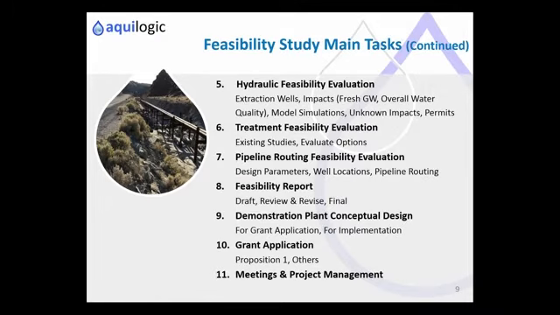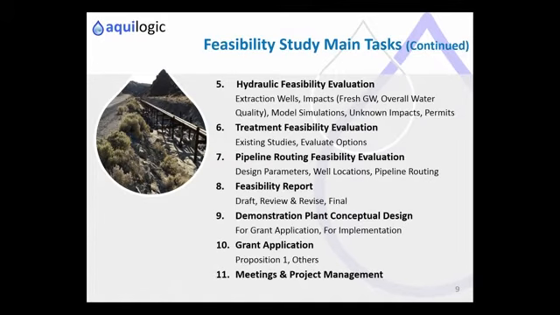Treatment feasibility evaluation: we're going to look at existing studies that have been done and evaluate our current options for, again, minimizing the CapEx and the OpEx. Pipeline routing is a very critical factor in terms of where everything is situated: the plants, the pipelines, the wells, the disposal areas, design parameters, pipeline routing. All of that will be summarized within a feasibility report.